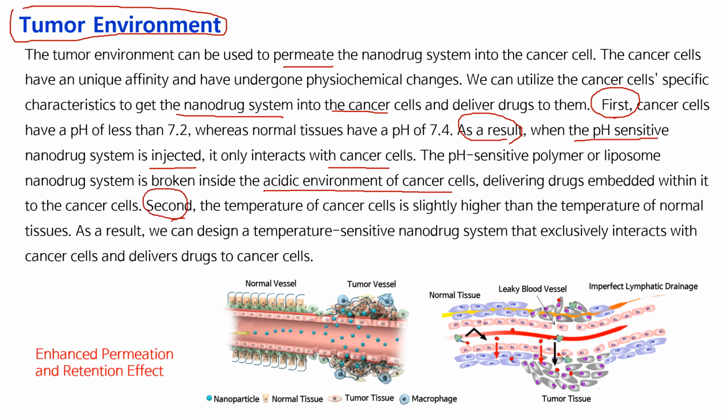Second, the temperature of the cancer cell is slightly higher than the temperature of normal tissues. As a result, we can design a temperature-sensitive nanodrug system that exclusively interacts with cancer cells and delivers the drug to those cancer cells.